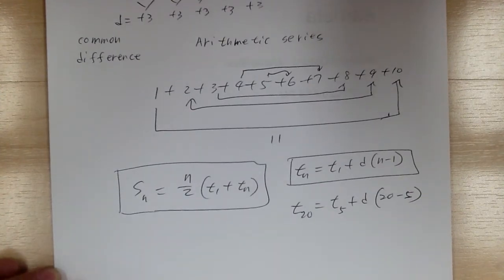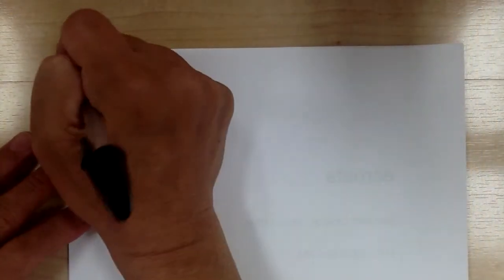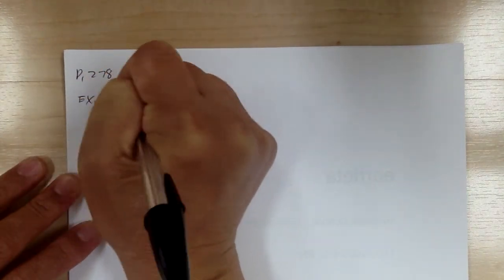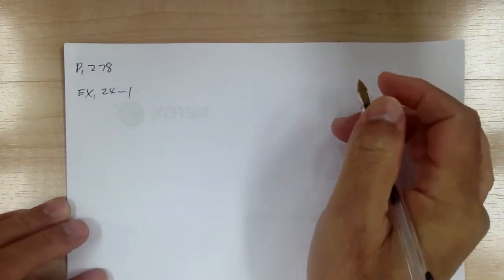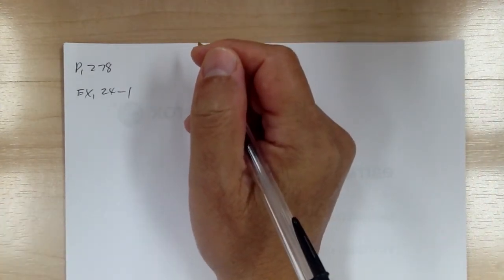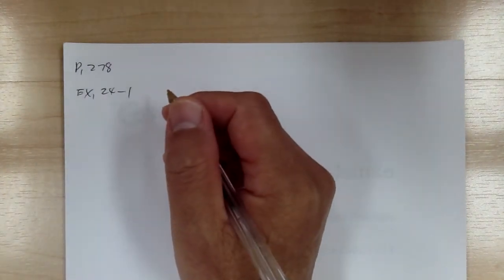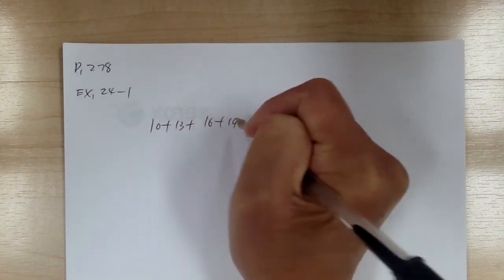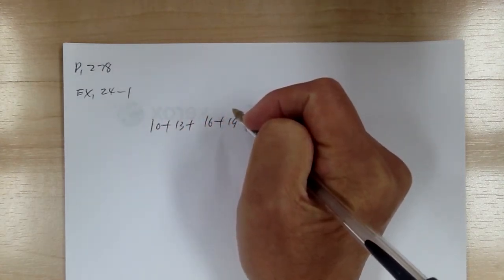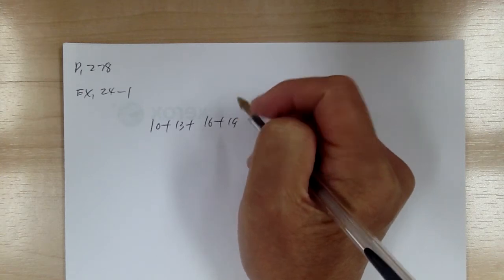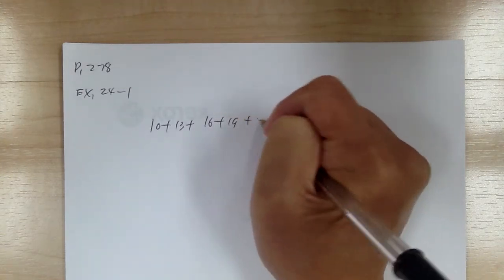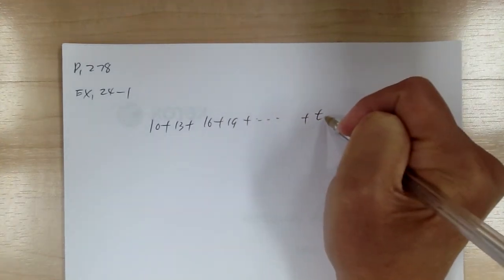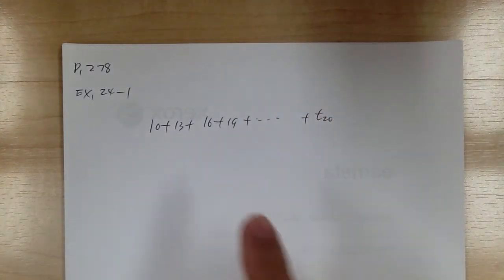So let's do an example. Let's go to page 278 and example 24-1. It says the problem we start out the section with can be easily solved. The problem we did earlier: 10 plus 13 plus 16 plus 19, and it goes all the way to 20 terms, plus T20. What is the sum of that?